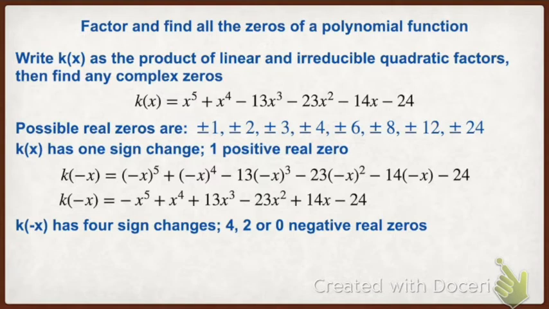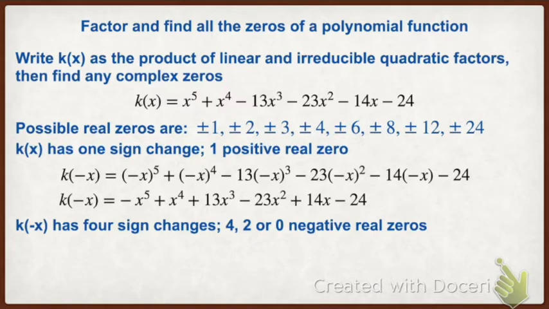So if we look at our initial polynomial, we have x to the 5th, x to the 4th. Then we have a sign change from x to the 4th to minus 13x cubed. So there's one sign change there. All the rest of the terms are negatives. So we have one sign change. That means we have one positive real zero. We will find a positive real zero for this one. We have to have one.